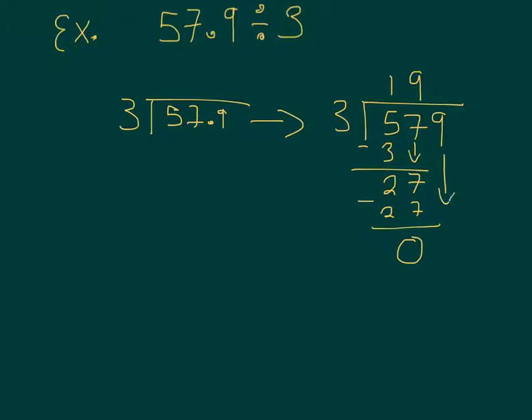We bring this number back down again. And we ask ourselves, how many times does 3 go into 9? We know that answer is 3. So now we multiply and subtract again. 3 times 3 gives us an answer of 9. When we subtract, 0. And now all we have to do to finish up our step here is move that decimal straight back up again. So our decimal was right here. So we're going to move it right back up, and it becomes 19.3.